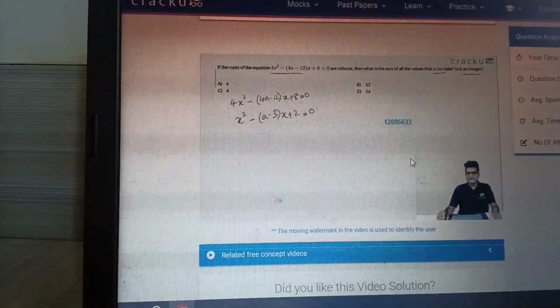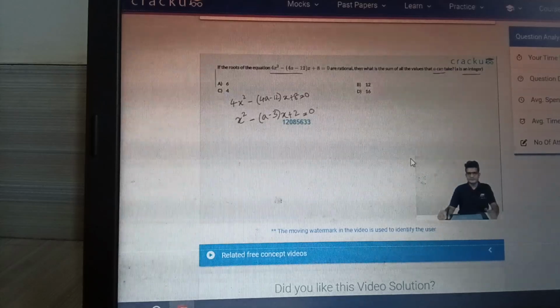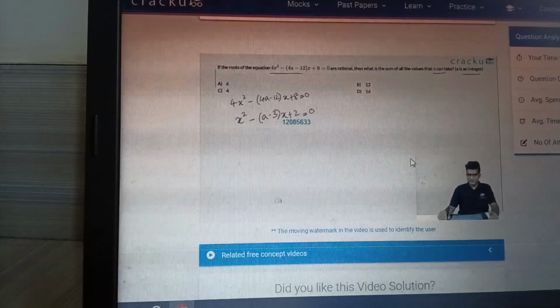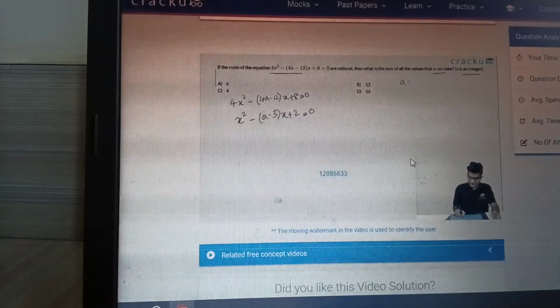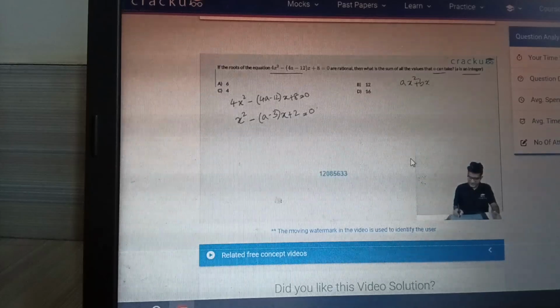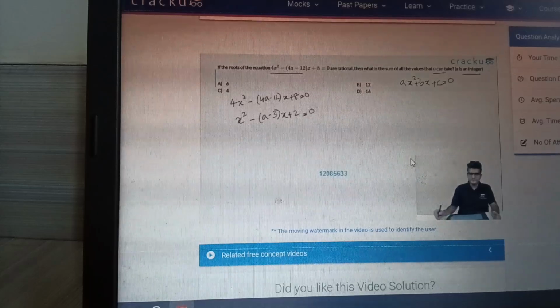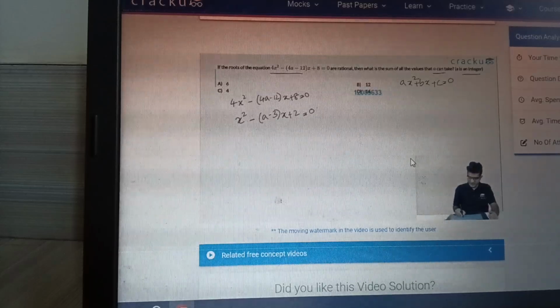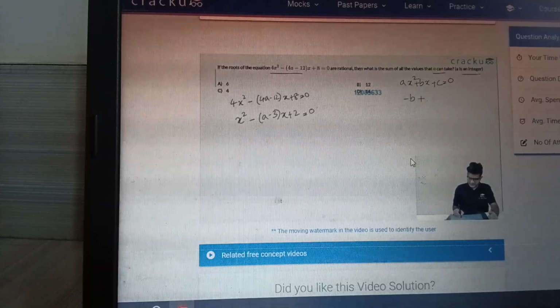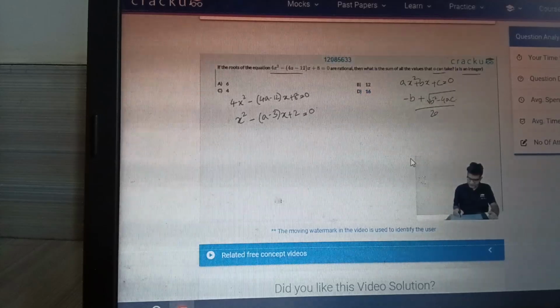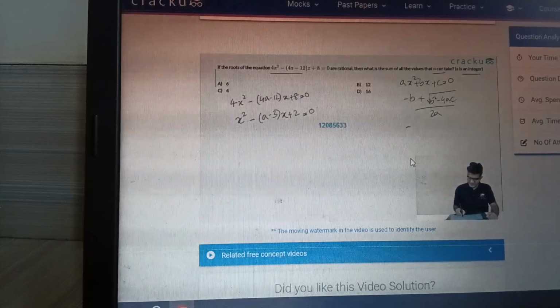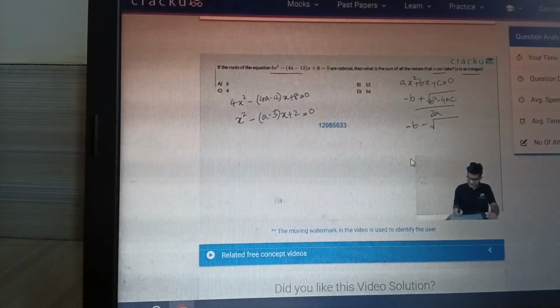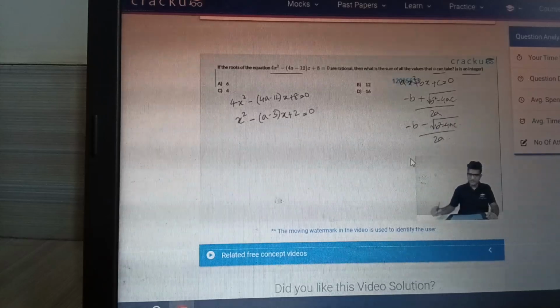We are told that a is an integer and both the roots of this quadratic equation are rational. What are the roots of a quadratic equation of the form ax² + bx + c = 0? It will have two roots. One is (−b + √(b² − 4ac)) / 2a, and the second root is (−b − √(b² − 4ac)) / 2a. These are the two roots of the given quadratic equation.